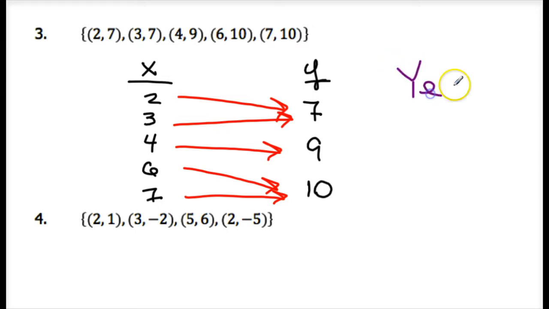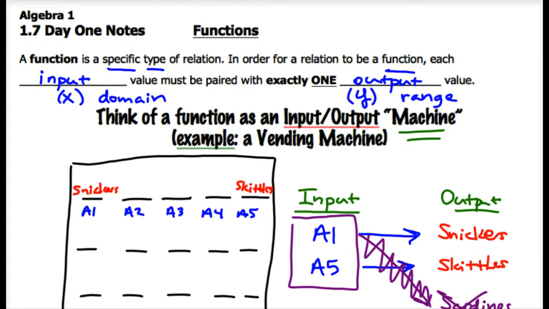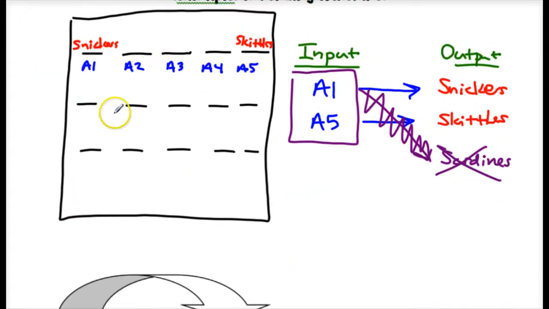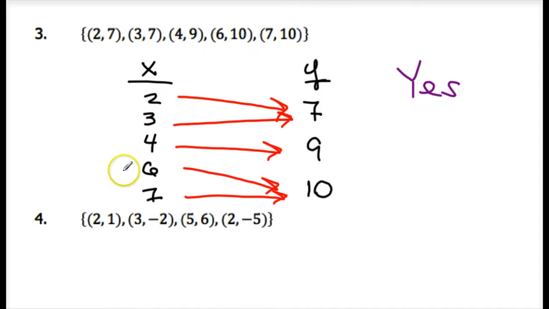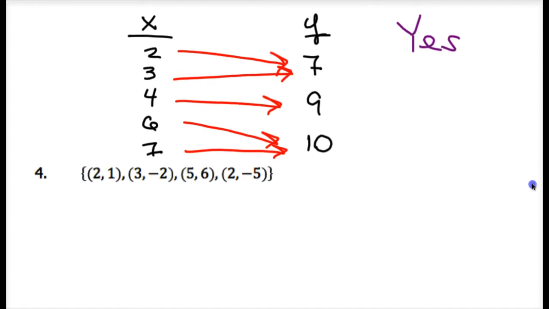You can have different x values going to the same y value. Just like in a vending machine, you could have a vending machine full of Snickers bars. Every single slot here could be full of Snickers if Snickers are really popular. That would be okay. I could have A1, A5, B1 all going to Snickers, and that would still be a good vending machine because you know what you're getting every single time. So as long as every single x value only has one y value paired to it, then it is a function. Number 4 here, however, we're going to see is not a function.